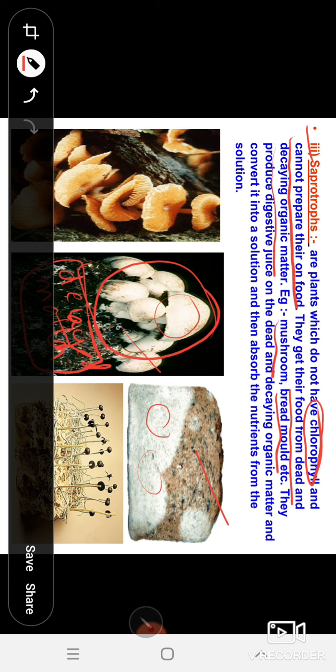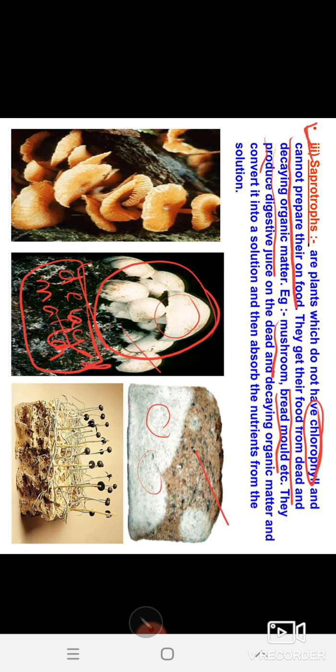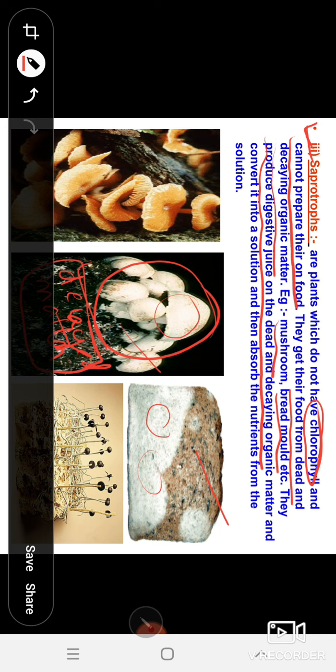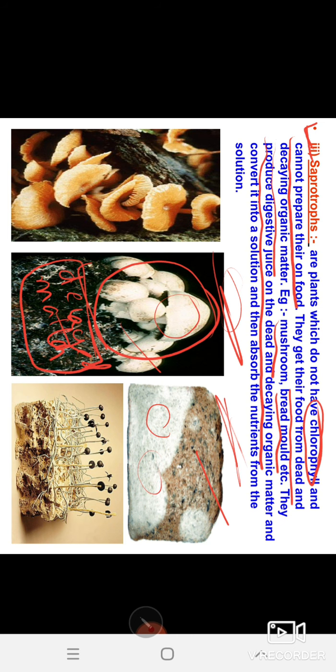Such plants are nothing but saprotrophs. So how do they get food? They produce digestive juices on the dead and decaying organic matter, convert it into a solution, and then absorb the nutrients from the solution. This is how saprotrophs obtain their food. Keep in mind, saprotrophs are plants which do not have chlorophyll, hence photosynthesis does not take place. That means they are not able to produce their own food, hence they get food from dead and decayed organic matter. Examples are mushroom and bread mold, as you are seeing in these diagrams.